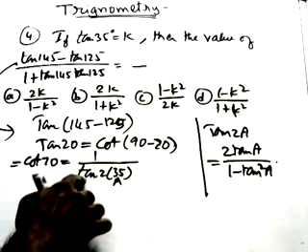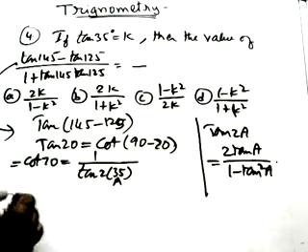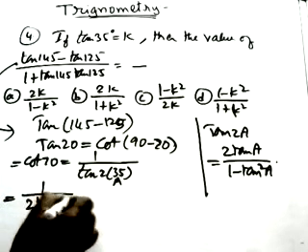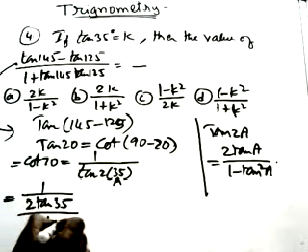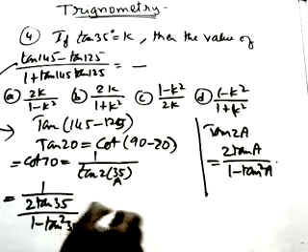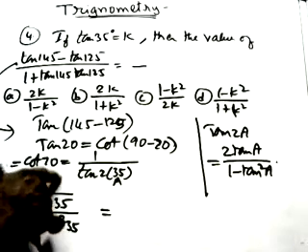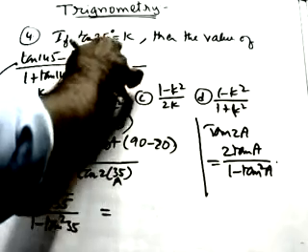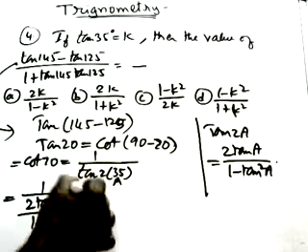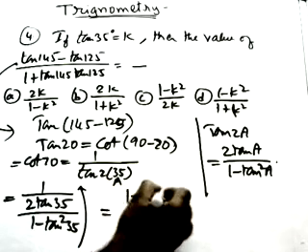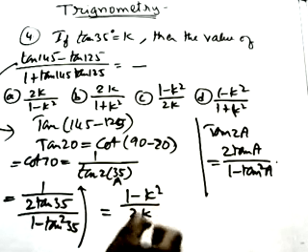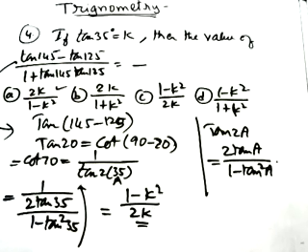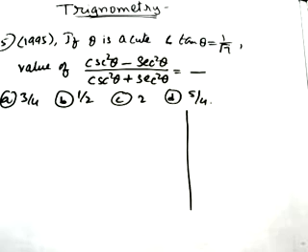70 we can write as 2 into 35. Suppose this is a. So this will become 1 by tan 2a. So 1 divided by tan 2a is 1 minus tan square a divided by 2 tan a. But tan 35 is given as k. So this will be 1 minus k square divided by 2k.